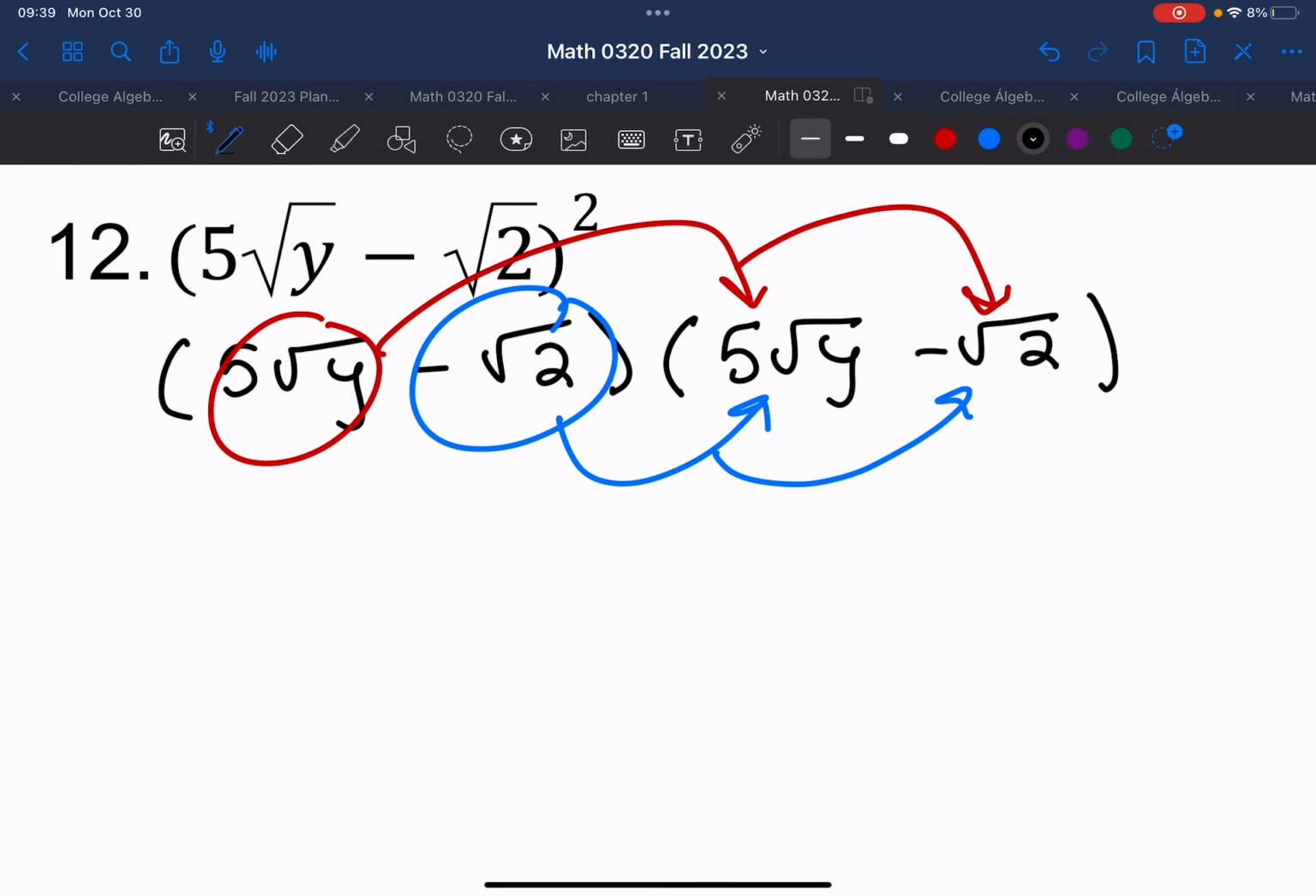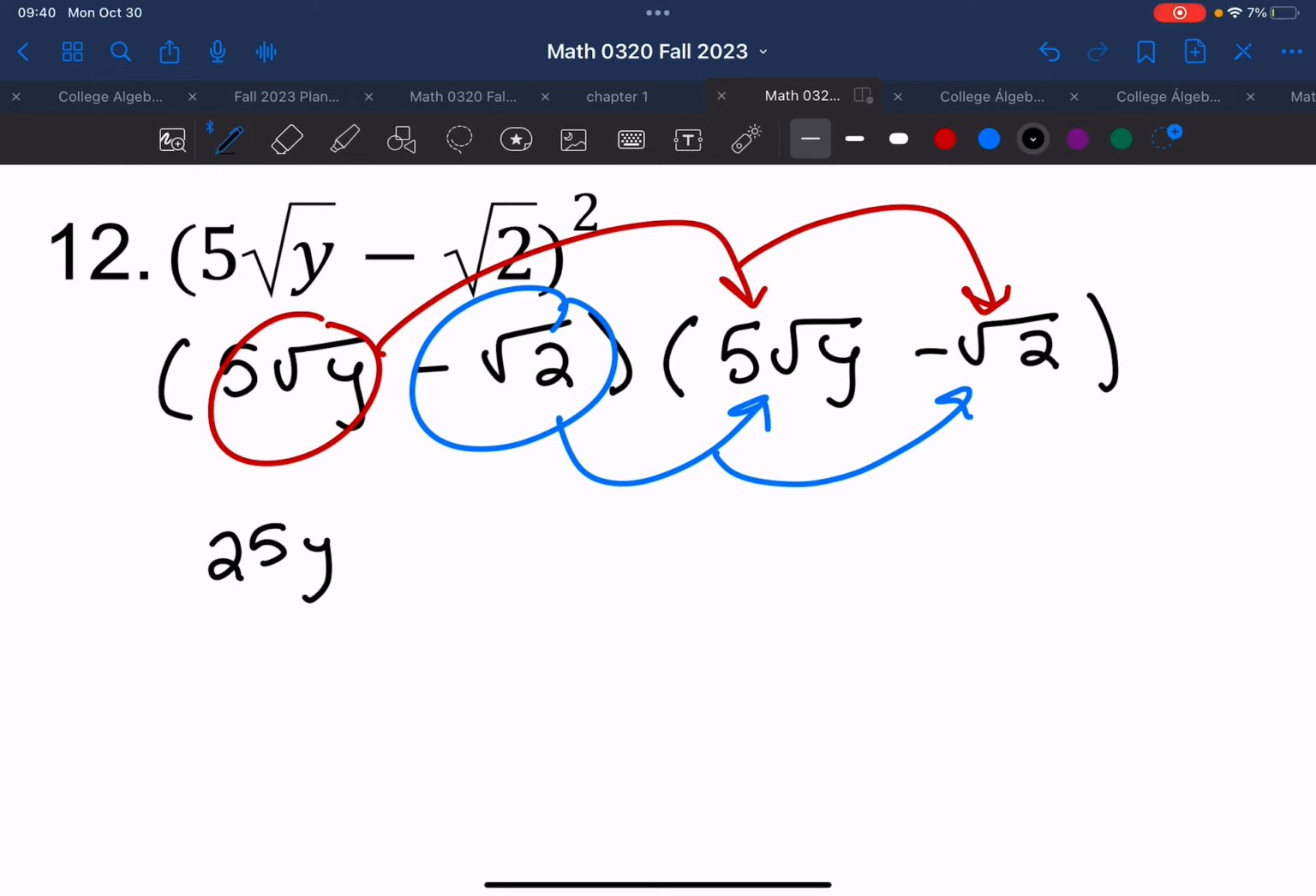So 5 square roots of y times 5 square roots of y gives me what? 25y. Let's see if we could skip that step here. Does everyone understand how I got 25? Does everyone understand how I got y? Yes, because the square root of y squared, the square root and the square cancel. I'm just left with the y.